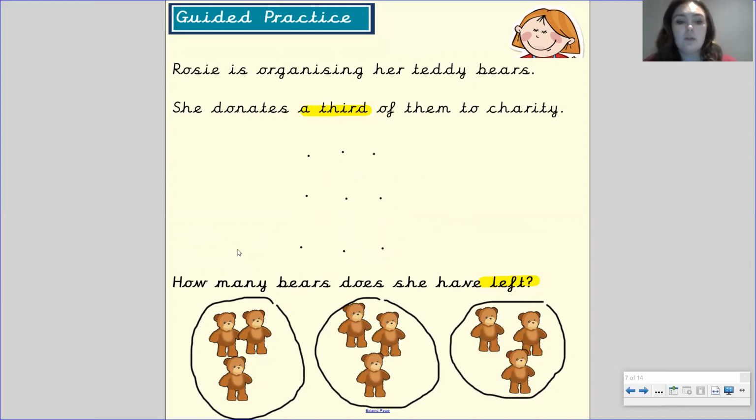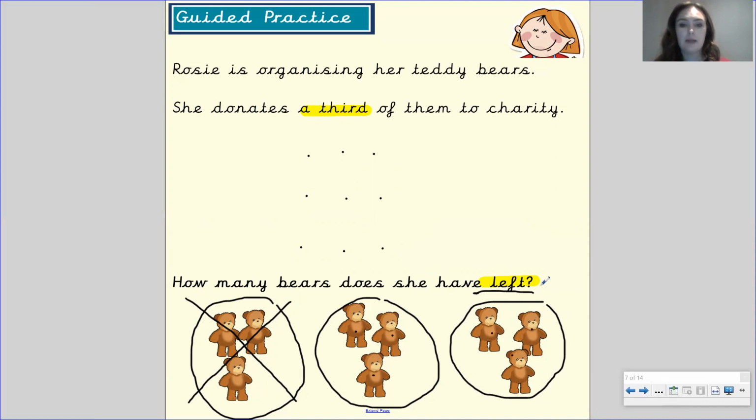Now, we want to find out how many bears she has left after she's donated a third of them to charity. So, because she's donated a third, we are going to get rid of one of these circles. So she has donated this to charity. So she no longer has those bears. They're gone. Now we're looking at how many she has left. So we need to count how many bears there are left. Let's count them together. 1, 2, 3, 4, 5, 6.